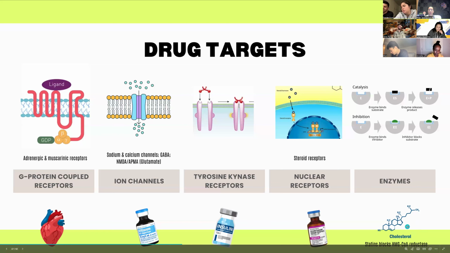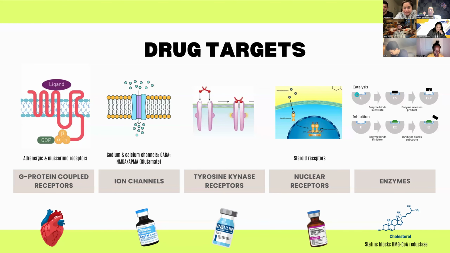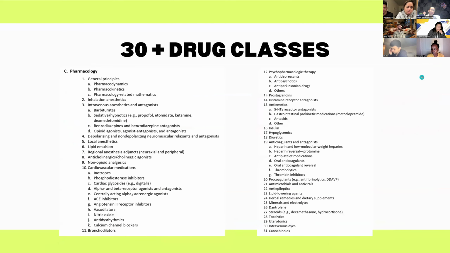So if we block that, we can decrease cholesterol levels. Normally, enzymes have a binding pocket in which the substrate will go in and then break up into products. The drug will go in, block that substrate pocket, that binding pocket, so that substrate can't go in and have its enzymatic effect. So that's how enzymes work as a drug target.